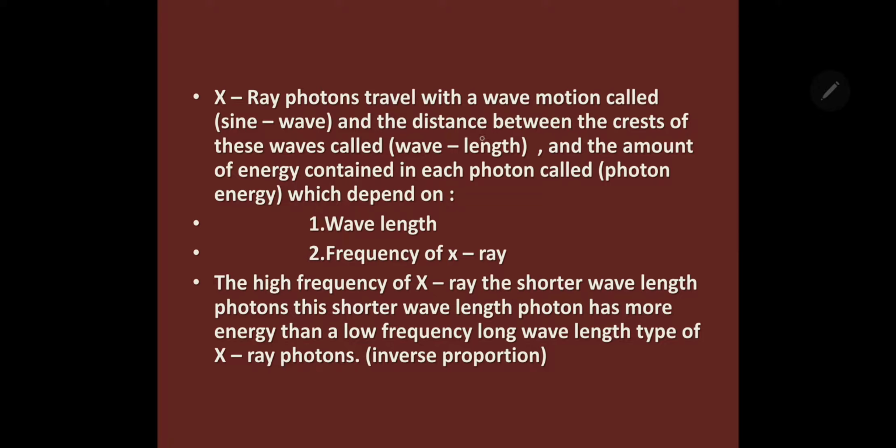X-ray photons travel with a wave motion, and the distance between the crests of this wave is called wavelength. The amount of energy contained in each photon is called photon energy, which depends on the wavelength and frequency of the X-ray. That means the higher the frequency of the X-ray, the shorter the wavelength of the photon. This shorter wavelength photon has more energy than the low frequency, long wavelength type of X-ray photon. Inverse proportion.